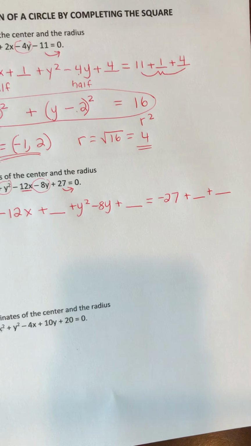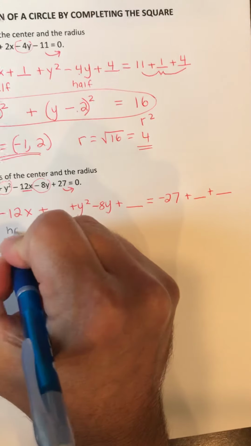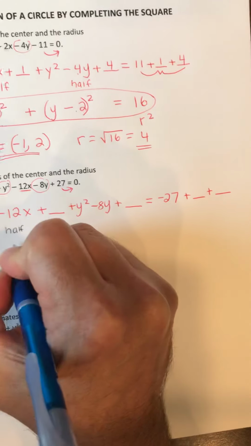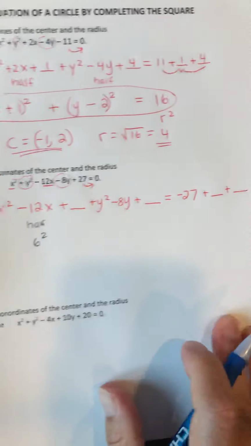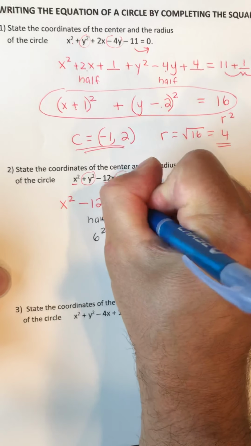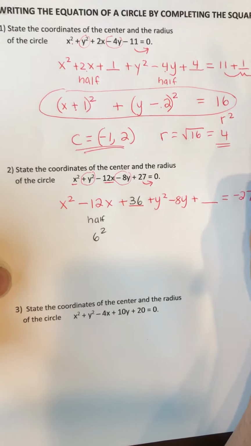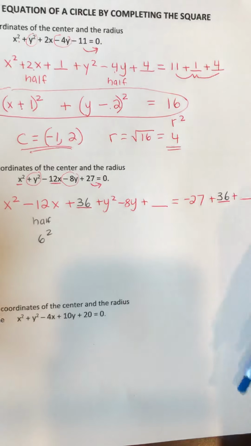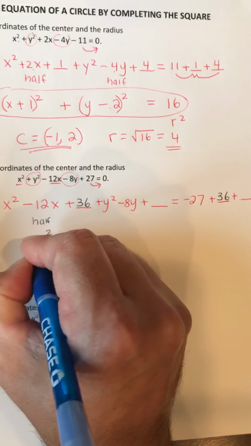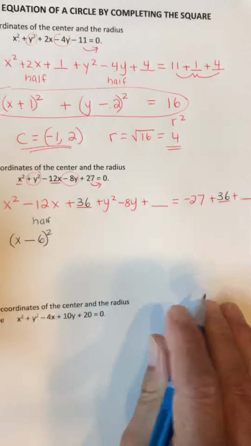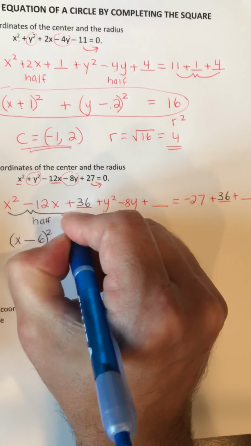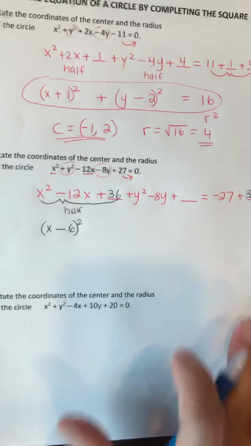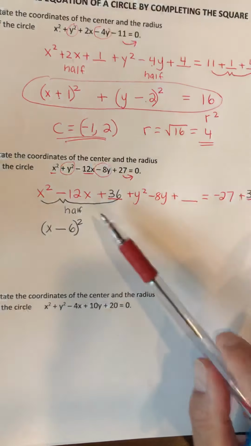All right. Then remember, you got to do half of the x term. So I'm going to do half of 12 is 6, and I'm going to square it. 6 squared is 36, and I got to add that to the left side of the equation and to the right. Then I'm going to bring down the minus. Bring down the x, put it in parentheses. Remember, this is the factor of this trinomial. So x minus 6 squared is equivalent to that trinomial.